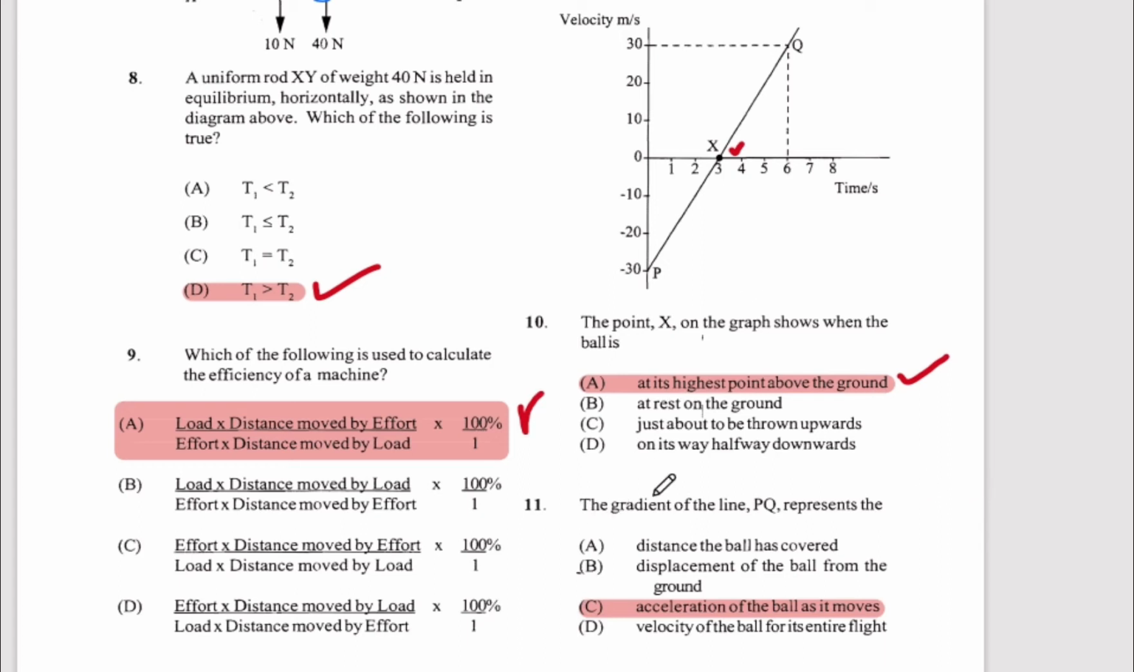Question 11 says the gradient of the line PQ represents, they're talking about line PQ. It represents the acceleration of the ball as it moves.